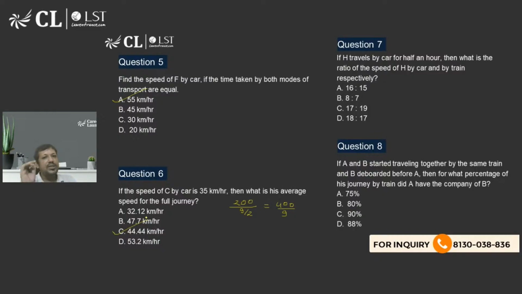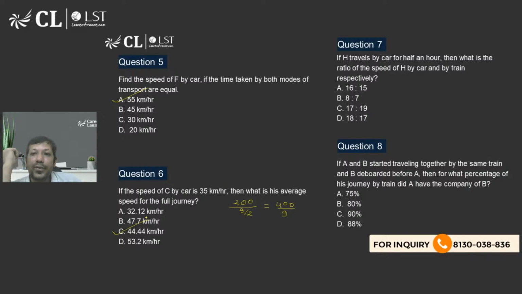So average speed is not the average of the speeds. Average speed is simply total distance divided by total time. The most generic mistake that happens with average speed is that people take averages of the speeds. That's not true.